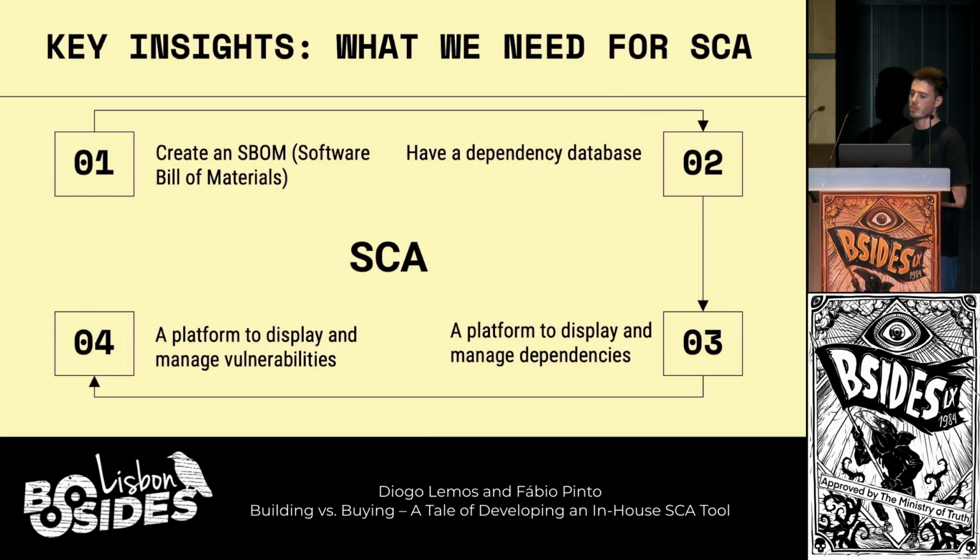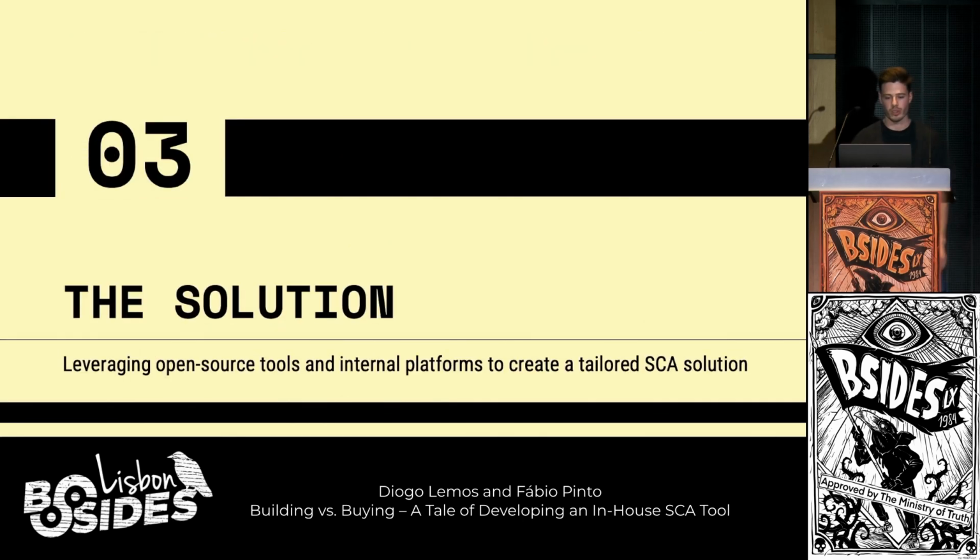Now that we have that list, we need something to compare it against and check if they have vulnerabilities. So we need a dependency database, which includes both vulnerabilities and end-of-life versions. And now that we have a list of all the dependencies and a dependency database with end-of-life versions, we need a place to show the data that we'll be able to join between those things. It's a platform to both display and manage dependencies and vulnerabilities. And this is the solution we're going to present now.